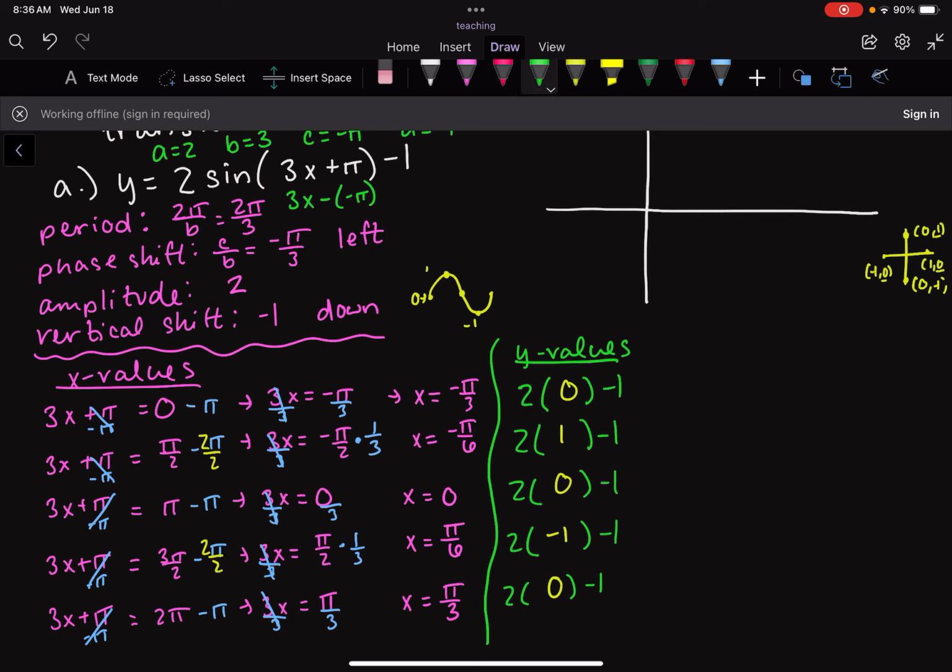And then I'm just seeing what the 2 and what the negative 1 are going to do to our y values. And now I'm going to simplify. So I get 2 times 0 minus 1, negative 1. 2 times 1 minus 1 is 1. 2 times 0, 0 minus 1, negative 1. 2 times negative 1 is negative 2, minus 1, negative 3. And 0 minus 1, so negative 1.